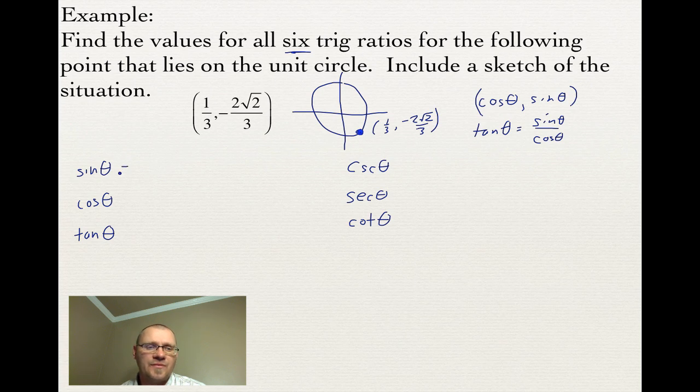Well, sine is the second coordinate of every point on the unit circle. So that's negative 2 root 2 over 3. Pretty easy to find. Cosine is the first coordinate of every point on the unit circle. So it's 1/3.